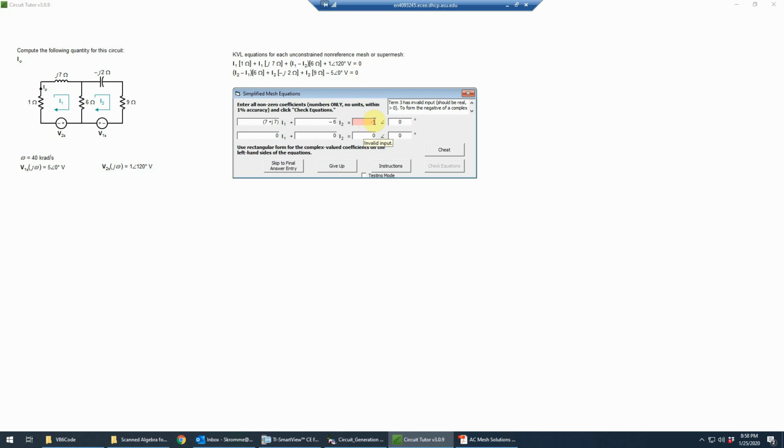It's the distance from the origin in the complex plane. It cannot be negative. Therefore, as it explains here, to form the negative of a complex number, we're going to change the phase angle by 180 degrees. We can either add or subtract, but we do want to keep the angle in the range from negative 180 to 180. If we try to go outside that range, it will not be accepted in Circuit Tutor.